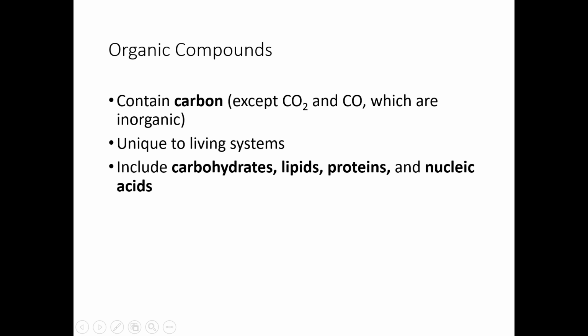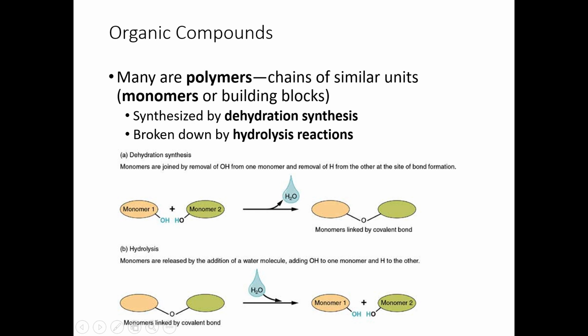They are unique to living systems. Most of them are so complex that we call them polymers. They are made of building blocks called monomers. And usually a monomer is a small molecule. Here is monomer 1, that is monomer 2, and when we connect them into chains using chemical bonds, we create a complex molecule called a polymer.